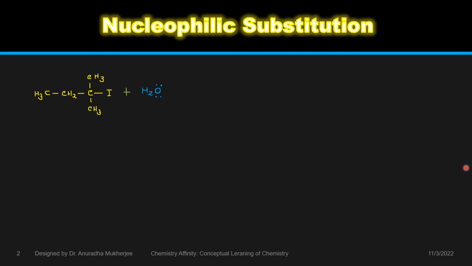Now what is nucleophilic substitution reaction? The name implies that a nucleophile is going to substitute something. So what is going to be substituted? Here we have taken one example. This is one alkyl iodide which is reacting with a water molecule. Now here water is acting as a nucleophile because oxygen has two lone pairs.